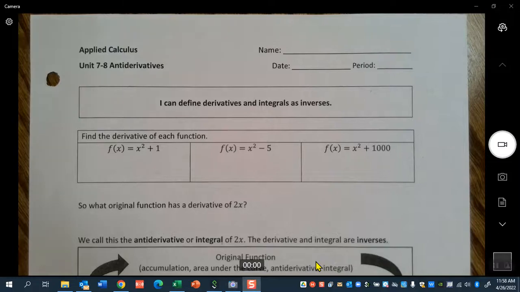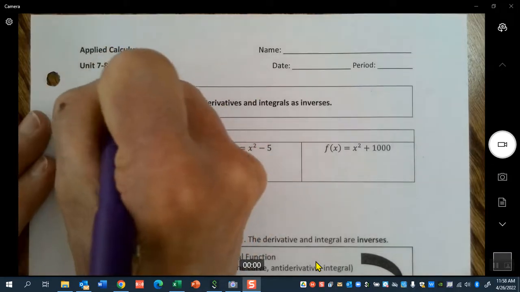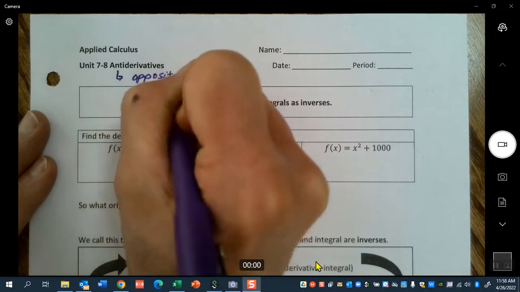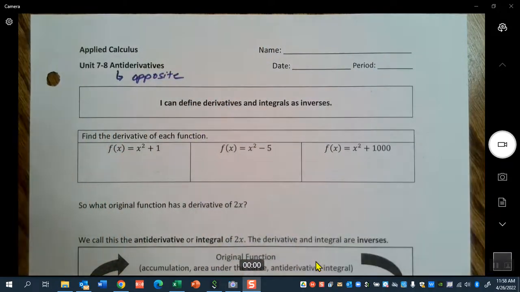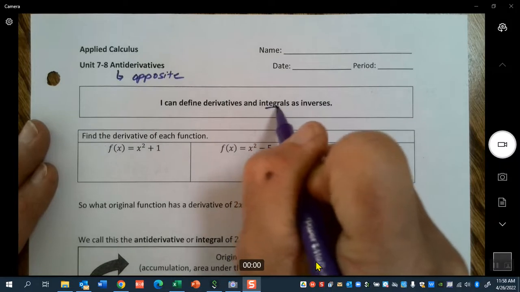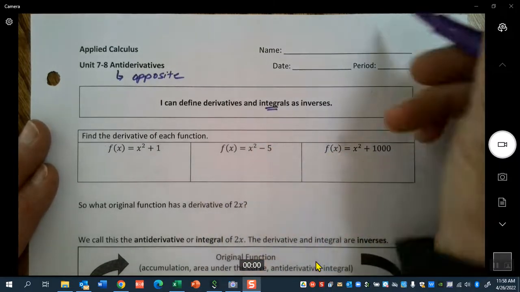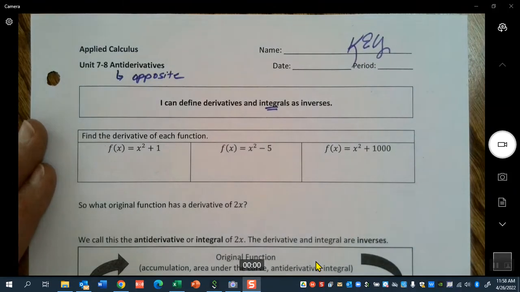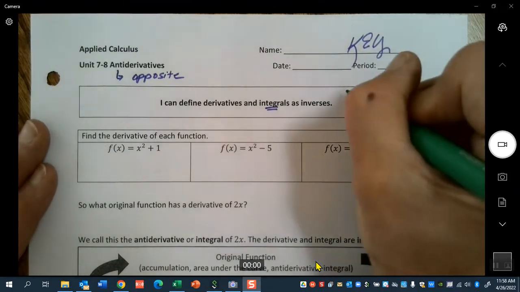All right, so here we go for a lesson on antiderivatives. And keep in mind this anti means that we are doing the opposite of taking the derivatives. And that, of course, is what we know as finding the integrals. So the derivatives and your integrals are opposites. Keep that in mind. And we talked about a couple other opposite operations.